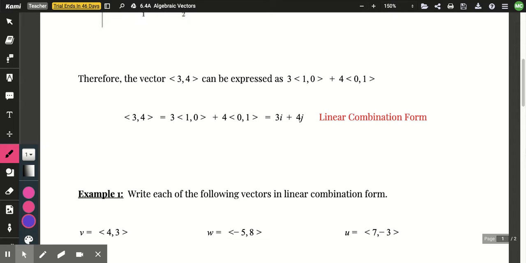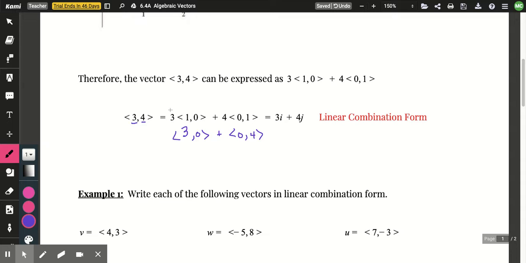So here we go. The vector 3, 4, we could rewrite that as 3 times the horizontal unit vector plus 4 times the vertical unit vector. And if we did that, well, 3 times 1, 0 would be 3, 0. And 4 times 0, 1 would be 0, 4. And then if we added those together, we would get 3 plus 0 and 0 plus 4. So that would give us the vertical change.